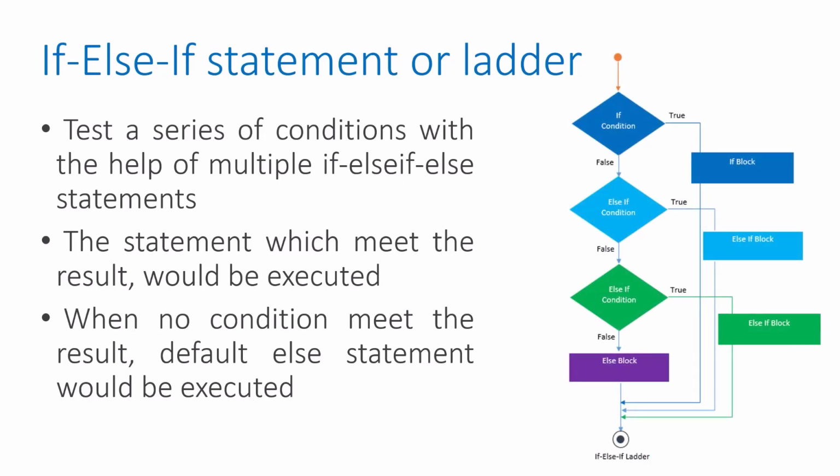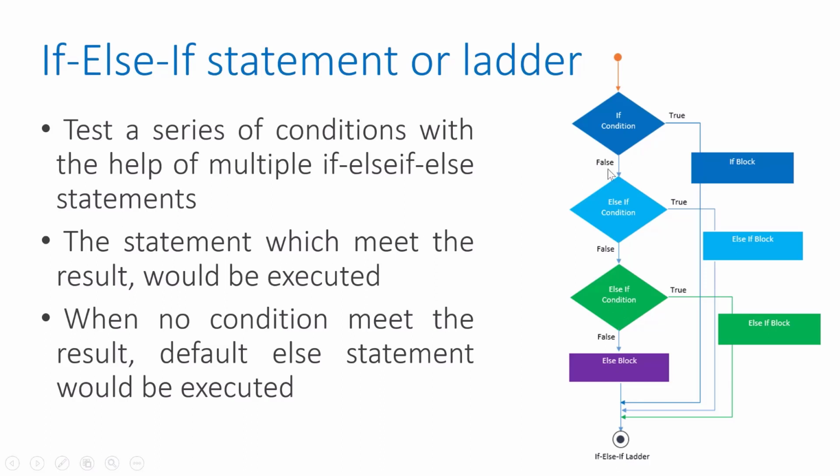You can see in the diagram we have an if condition. If the if condition is true, then the if block will be executed. If the first if condition is false, then the next else if condition will be checked. If it is true, then the else if block will be executed. If it is false, then the next else if condition will be checked. If it is true, then that else if block will be executed. If it is also false, then we have a default else block. This default else block will be executed if all these three if conditions are false.